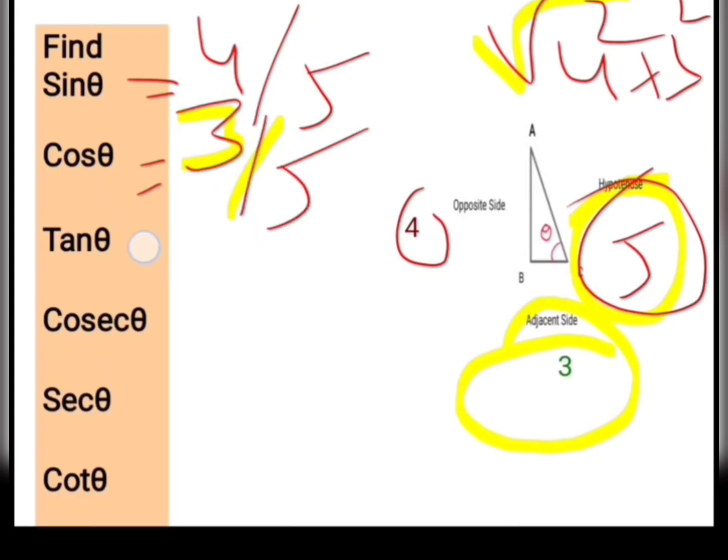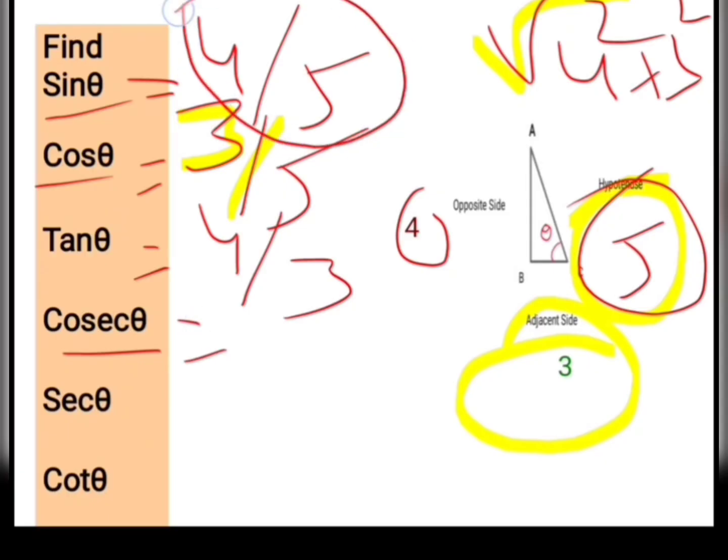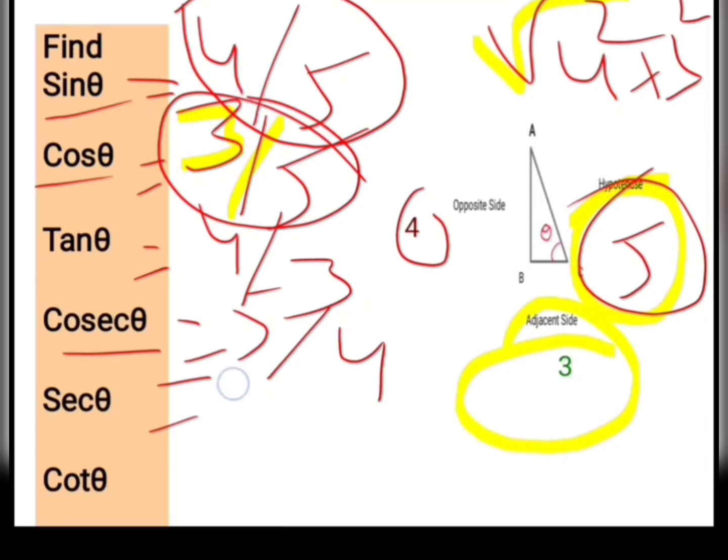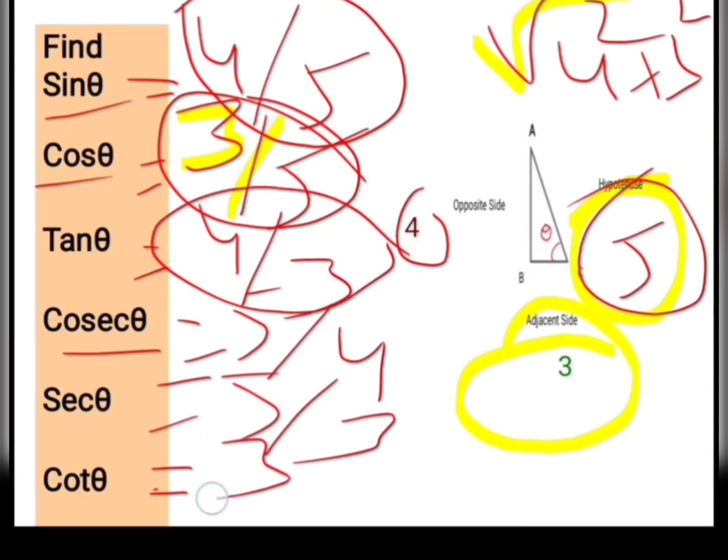Tan theta, we know, sin theta by cos theta will give tan theta. It will be 4 by 5 divided by 3 by 5, which is 4 by 3. Cosec theta, which is 1 by sin theta, you will get inverse of sin theta, which is 5 by 4. Inverse of 4 by 5 is 5 by 4. Secant theta, which is inverse of cos theta, inverse of 3 by 5 is 5 by 3. Cot theta, which is inverse of tan theta, inverse of 4 by 3 is 3 by 4. Find trigonometric functions if any two sides of a triangle are given.